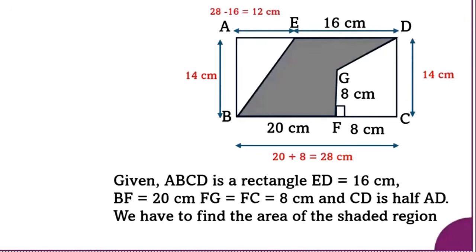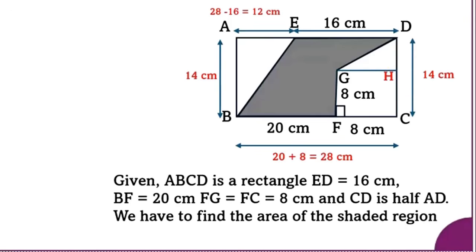Since BF is 20 centimeters and FC is 8 centimeters, we can find the total length of the whole BC, that is 28 centimeters. Since ED is 16 centimeters and BC is 28 centimeters, we can find the value of AE, that is 12 centimeters. We can divide the unshaded region into triangle ABE, triangle DGH, and rectangle CFGH by drawing a line from G to DC.